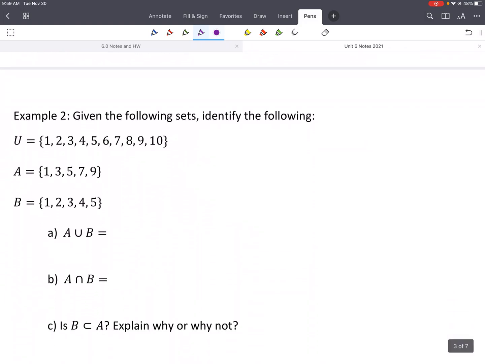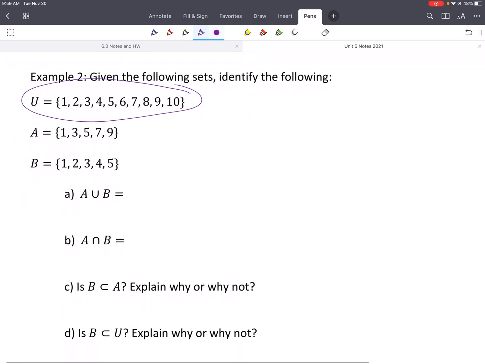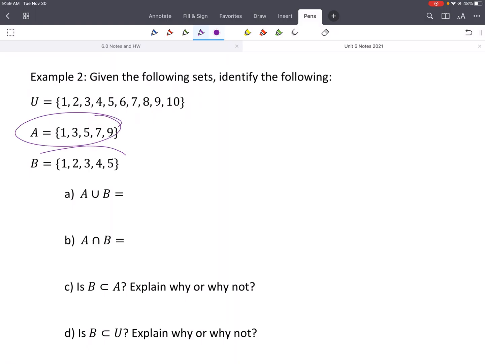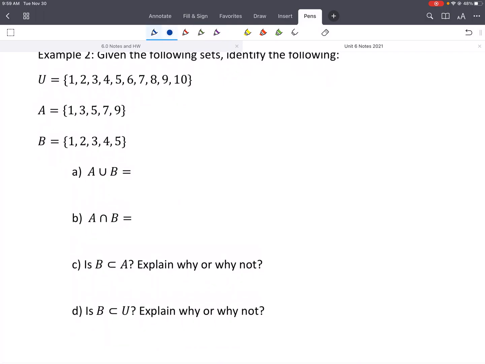All right, so given the following sets, identify the following. So we're given a universal set, and set A and set B. Okay, so we're going to use that information to do some set notation. So what is the union of A and B? So again, union, we take all of A and we take all of B. So we have 1, we'll have 2, we'll have 3, 4, 5, 7, and 9. So 1, 2, 3, 4, 5, 7, and 9. Okay.